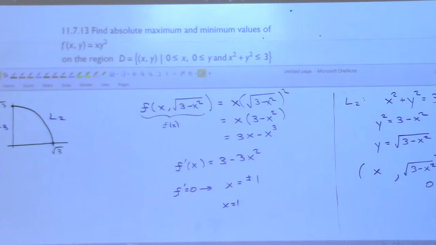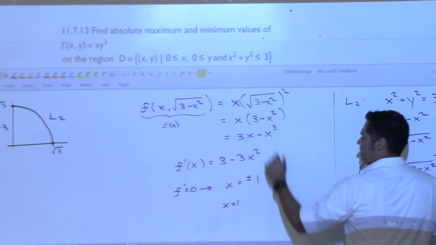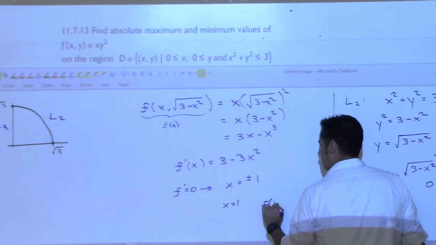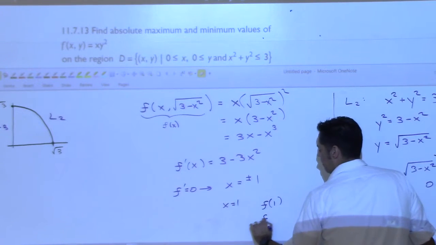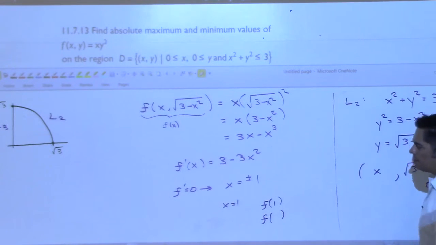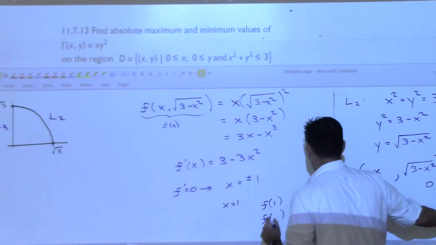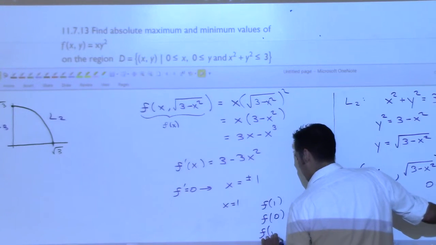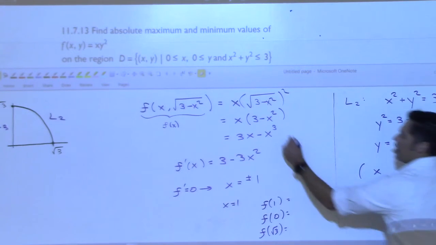All right. So what would be next? Plug 1 into the function. We want to know what f of 1 is. What else do we want to know? I'm still looking within the framework of this right here. The two endpoints, 0 and root 3. F of 0 and f of root 3. So plug those in. I'm going to plug them in right here.